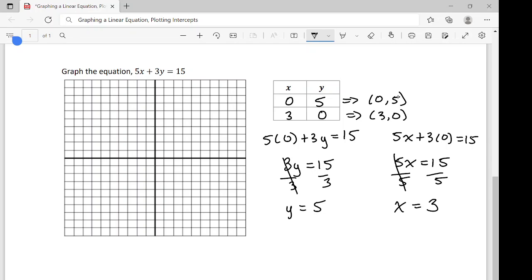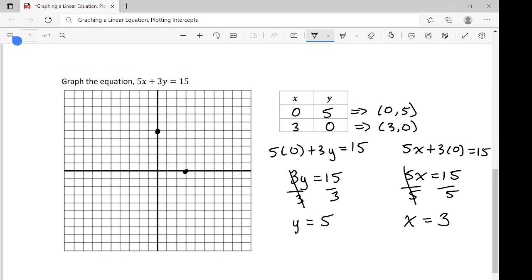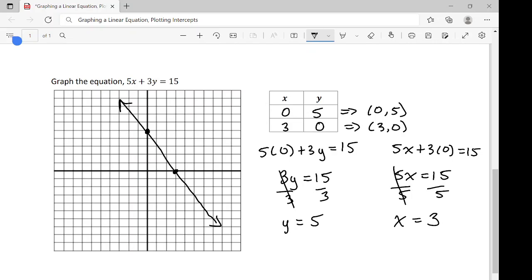So 0, 5 is our y-intercept. So we can just go to 5 on the y-axis. Plot our point here. And 3, 0 is our x-intercept. So we're just going to go to 3 on the x-axis, right here. Our 2 points are now there, so we're just going to draw a line as best we can. There and there. And that's the graph of this equation.